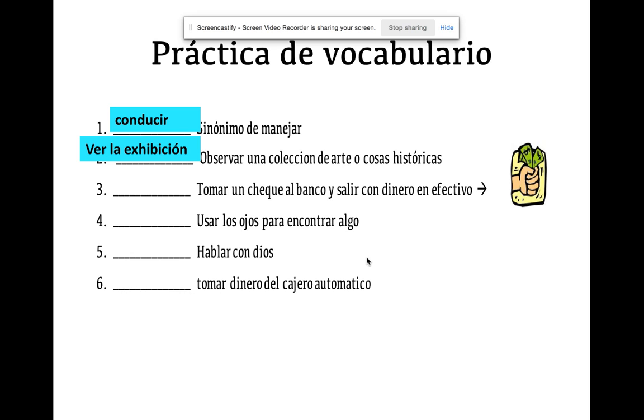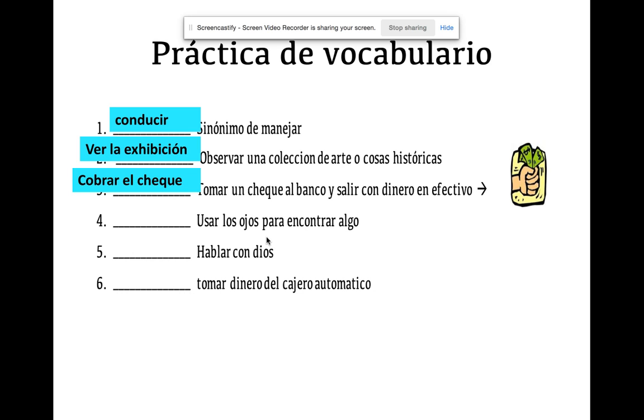Next, we have tomar un cheque al banco y salir con dinero en efectivo. So that one would be cobrar el cheque, to cash a check. So if you recall, tomar always means to take. Tomar el metro, to take the subway. Tomar agua, to take, as in to take in or drink water. Tomar medicina, to take medicine, right? So tomar is always to take.